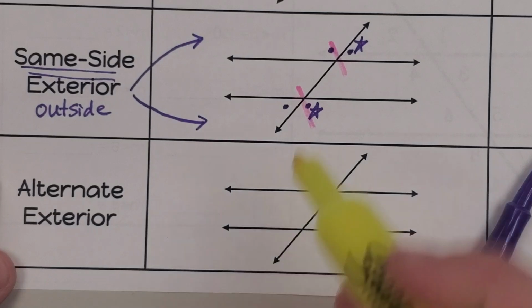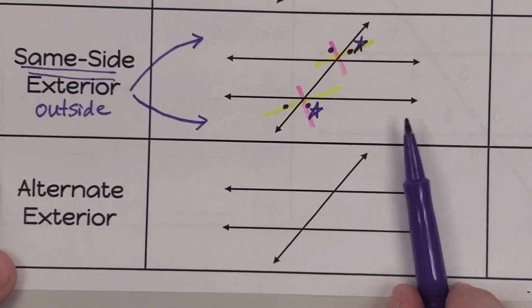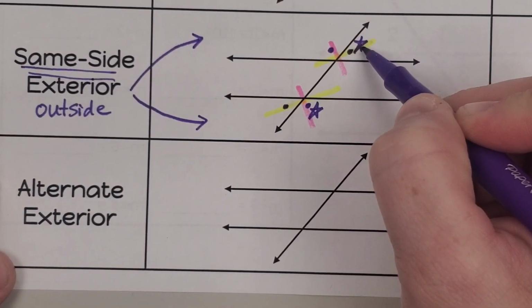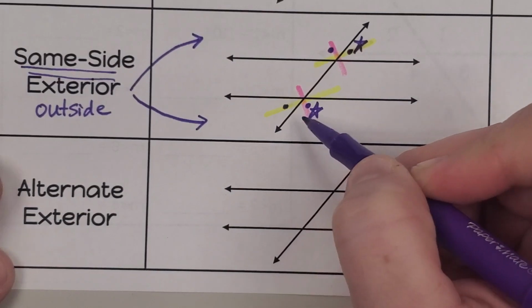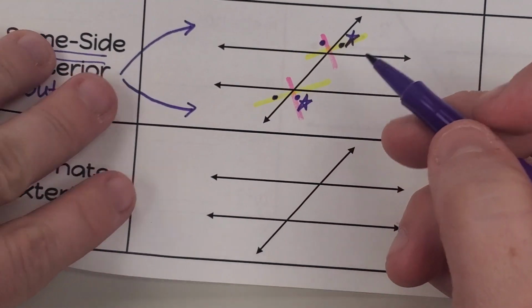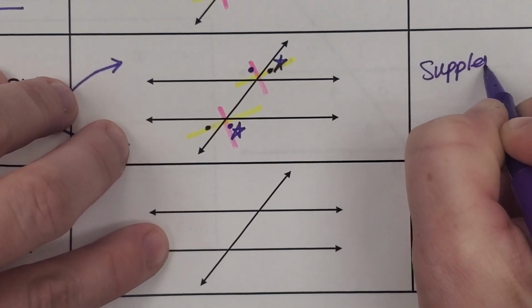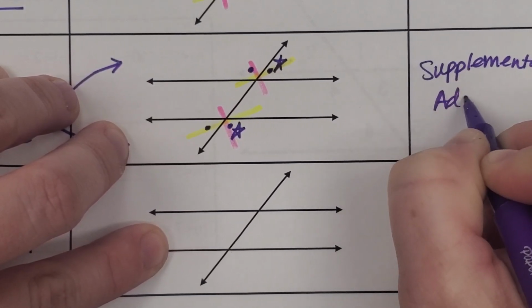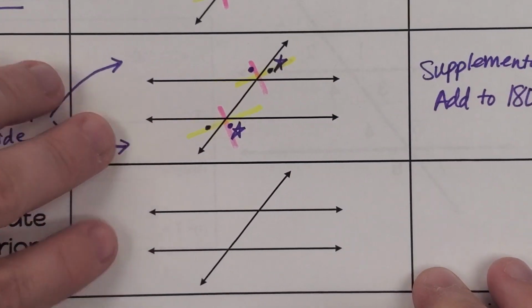If I highlight them, I can see that this top angle is going to be a yellow, and then this bottom angle is going to be a pink. So if I have one of each color, that is supplementary, which is just a fancy word to say that they would be added together to equal 180 degrees.